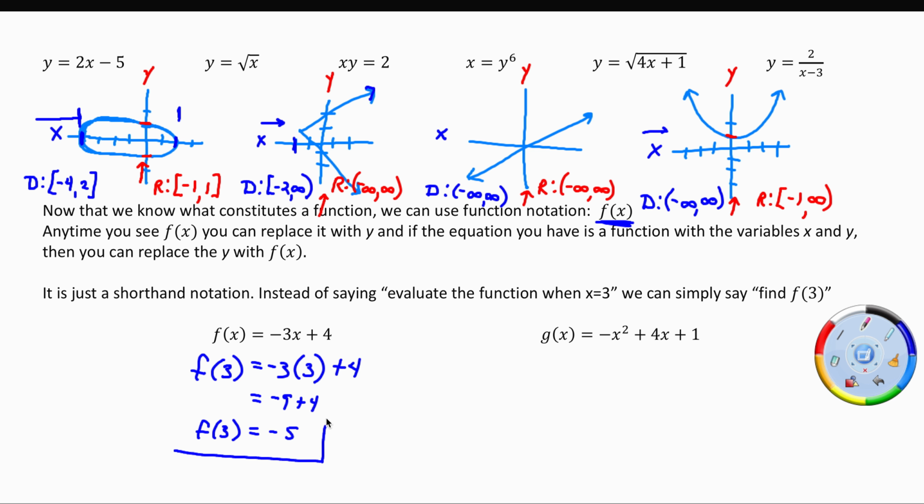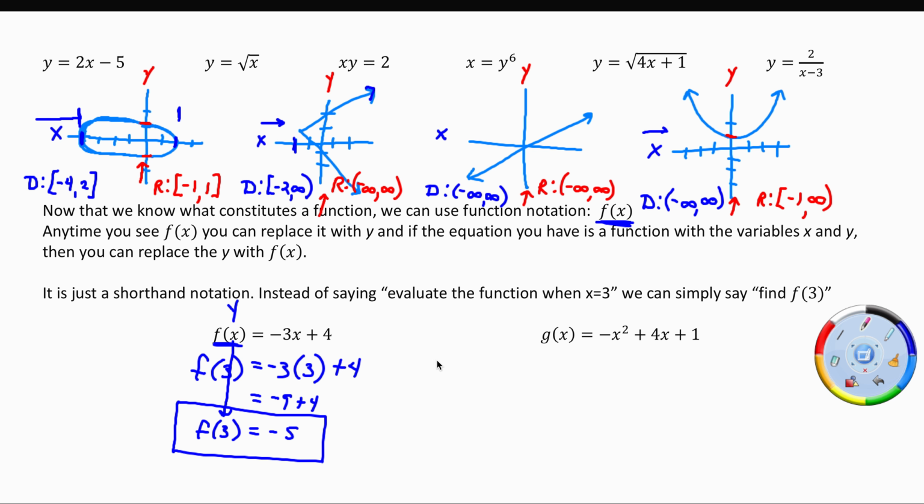Also, if I'm given something in this format, it tells me a lot of information. I know my x value is 3, and because f of x is y, then I know y is negative 5. So I know here that x is 3 and y is negative 5.